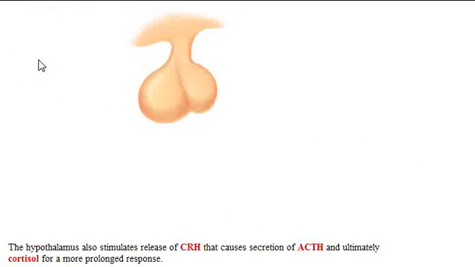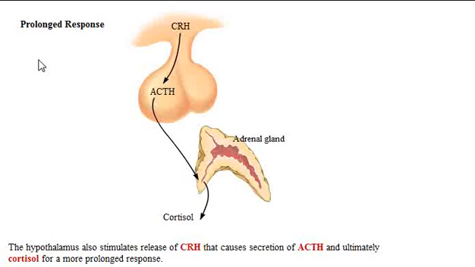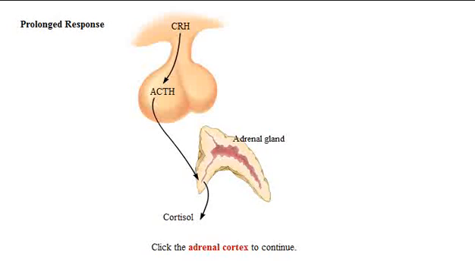Anterior pituitary. The hypothalamus stimulates release of corticotropin-releasing hormone that causes secretion of ACTH and ultimately cortisol for a more prolonged response. Because its synthesis and release are slow and cellular responses require transcription and translation, the effects of cortisol occur after a lag of about 30 minutes. Click the adrenal cortex to continue.